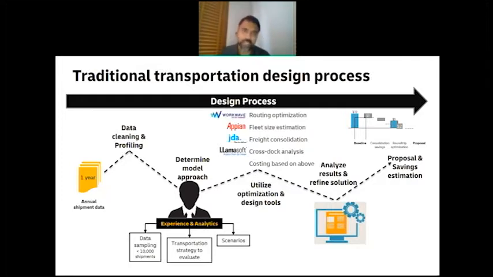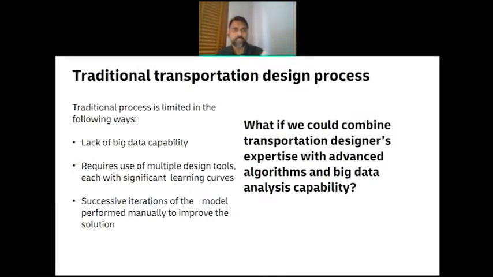What we thought is, if we look at this problem, the biggest issue is we can't work with big data, because that's why we have to iterate again and again, right? And this goes across the entire transportation industry. The second issue is we are using multiple tools. There might be a format change for the data.